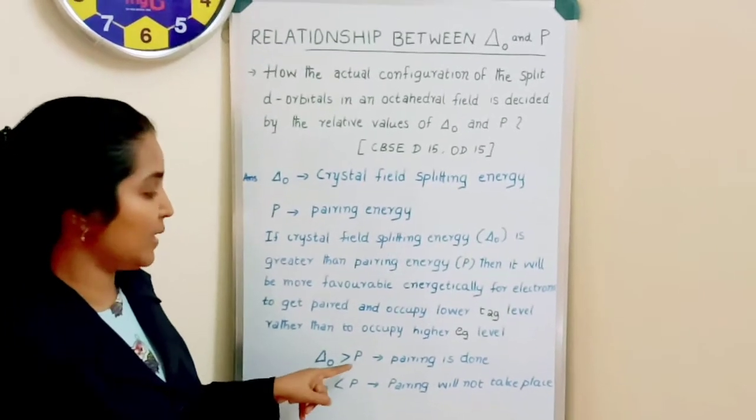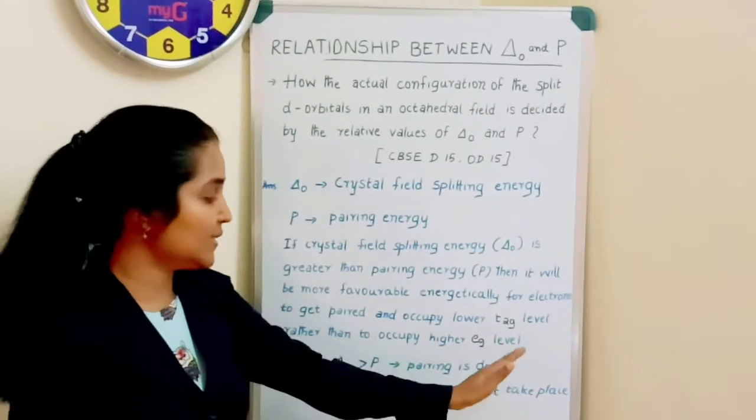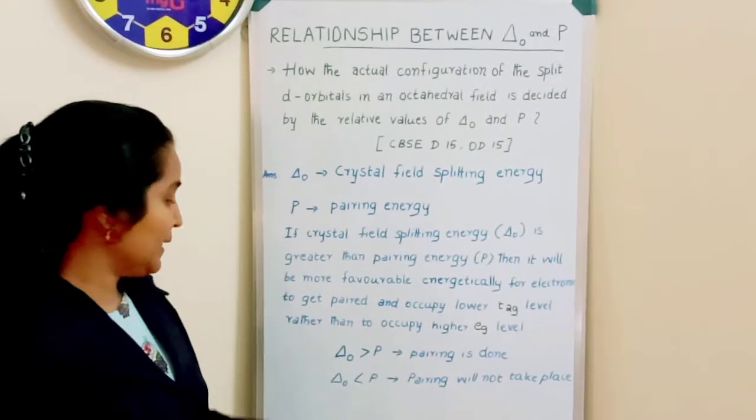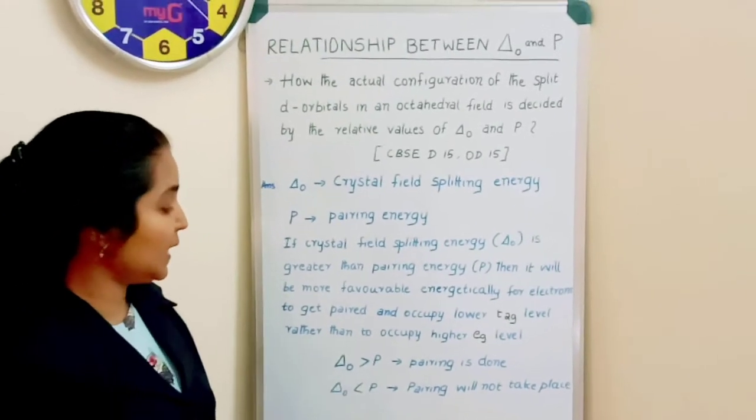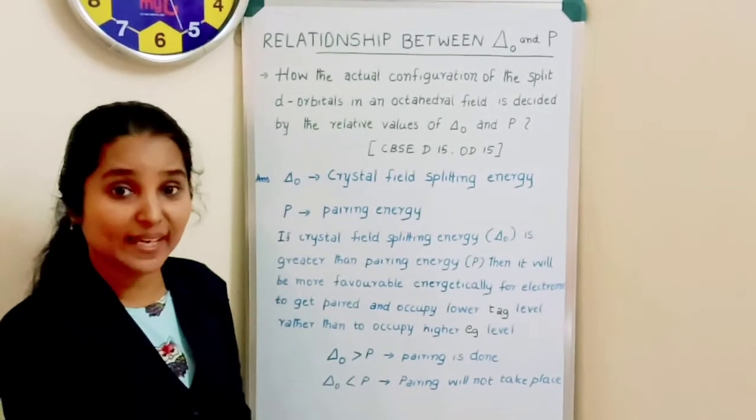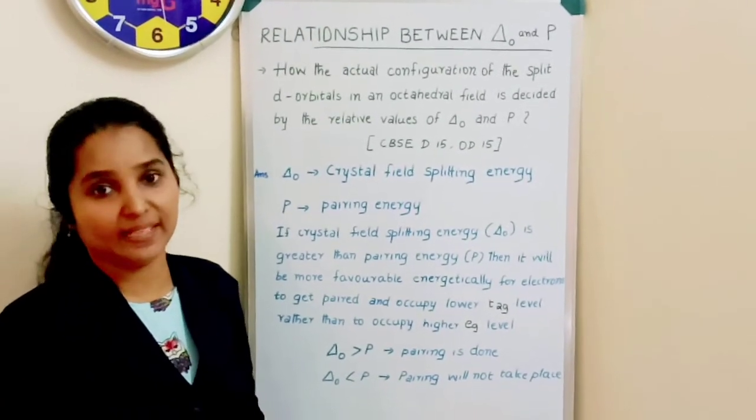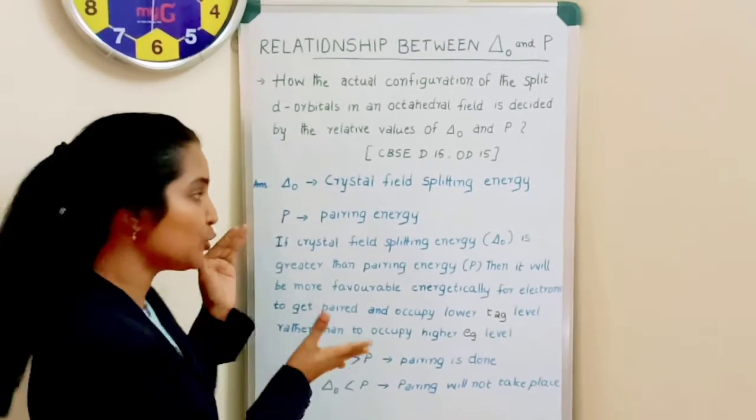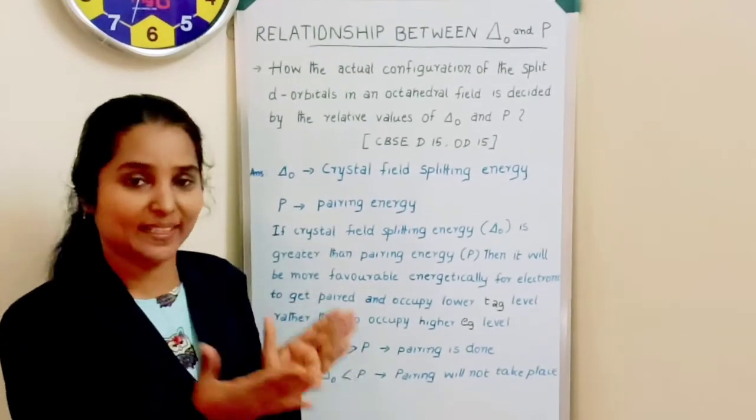And then you can just give a shorter notation regarding that. Delta naught is greater than P, pairing is done. That means it should be in the T2g orbital. Delta naught is less than P, what happens? Pairing will not take place and those electrons will be found where? In the higher Eg level. So that should be your answer. If you write this, you will get full marks.